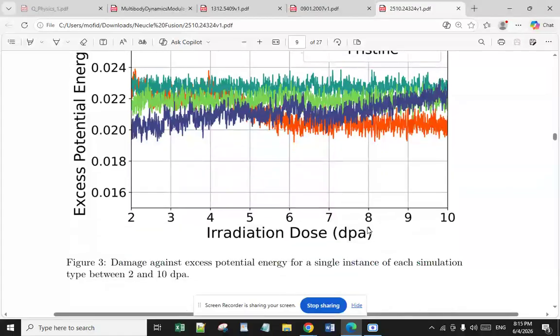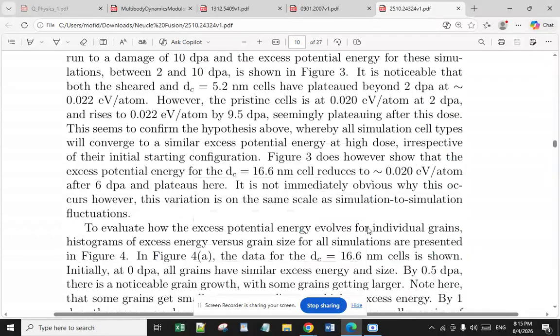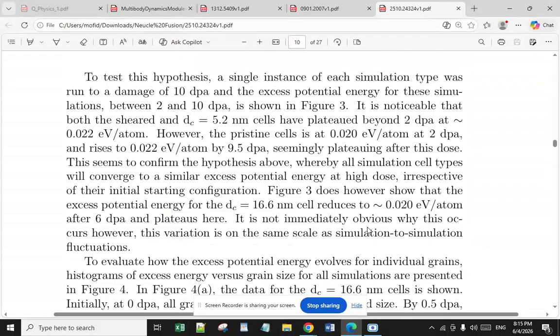Figure 3 illustrates damage against excess potential energy for a single instance of each simulation type between 2 and 10 dPa. To test this hypothesis, a single instance of each simulation type was run to damage of 10 dPa, and the excess potential energy for these simulations between 2 and 10 dPa is shown in Figure 3. It is noticeable that both the sheared and the DC equals 5.2 nanometer cells have plateaued beyond 2 dPa at almost 0.022 electron volts per atom.